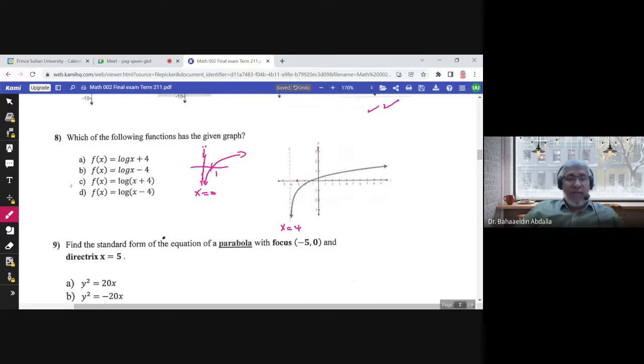So it is part C, log of (x plus 4) to the base 10. Because here, this means 4 units up, this means 4 units down, but here 4 units to the left, 4 units to the right. So this is the graph in which we translate this one 4 units to the left.